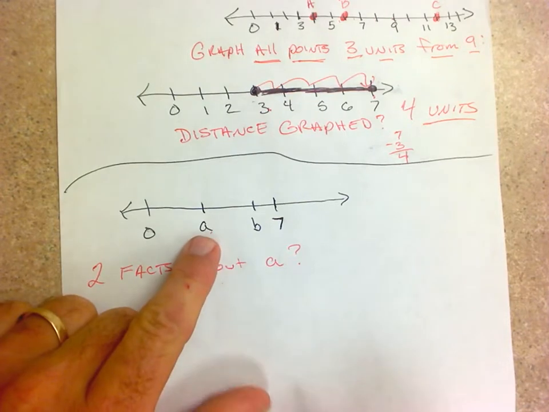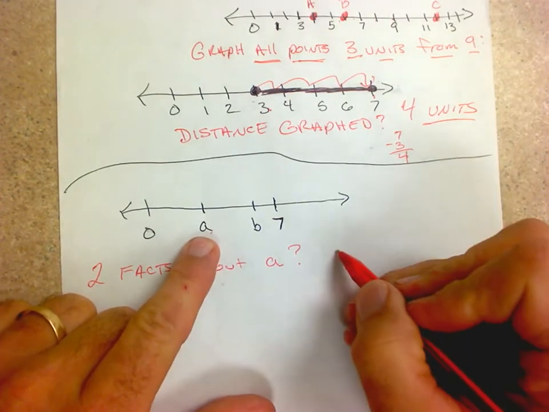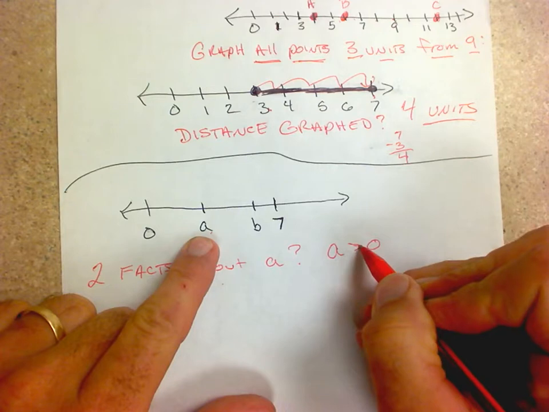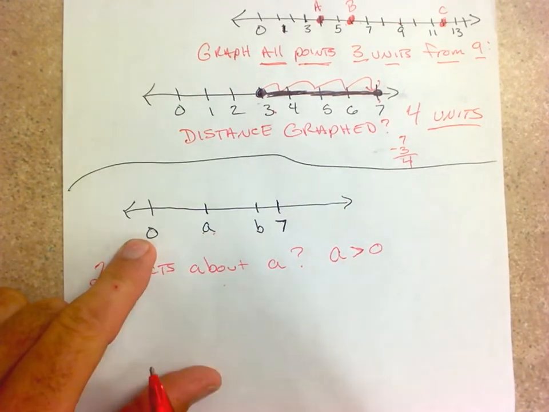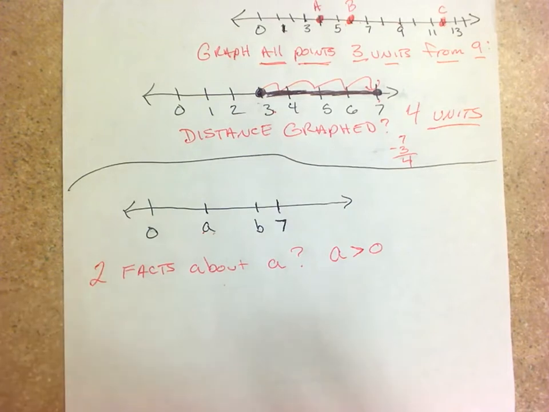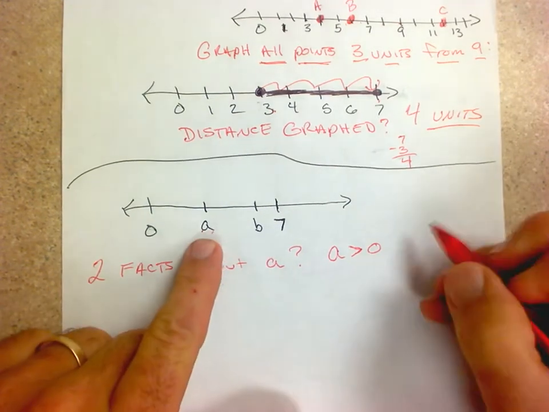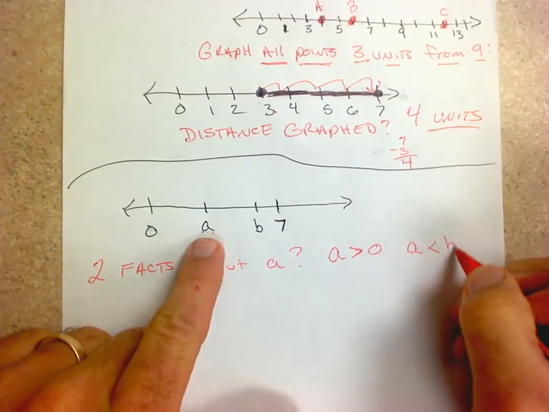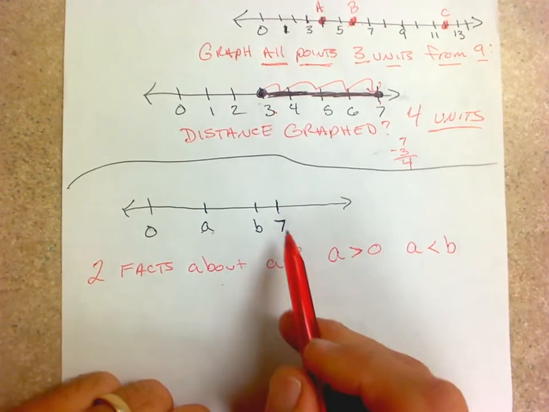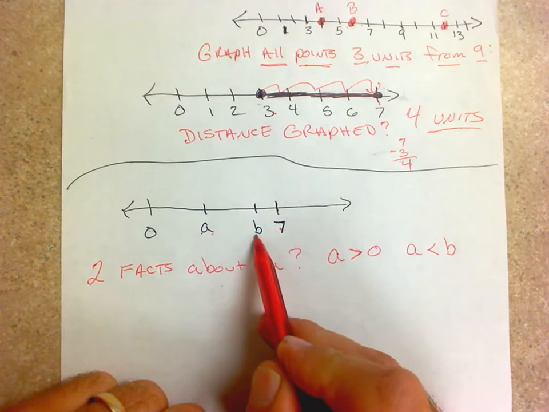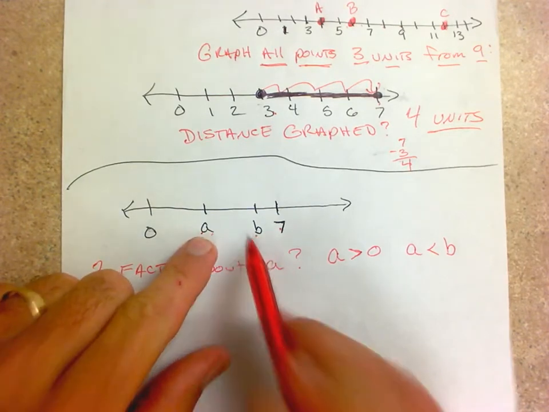Well, looking at that number line, if it's right here, I obviously know right off the bat, A has got to be greater than 0. All right, it's to the right of 0, which tells us on a number line it's bigger. And I can also tell from this number line that A is less than B. B's farther to the right. I know if this is 7, I could probably come up with an idea what I think this number is, and I know this number is going to have to be smaller than that.